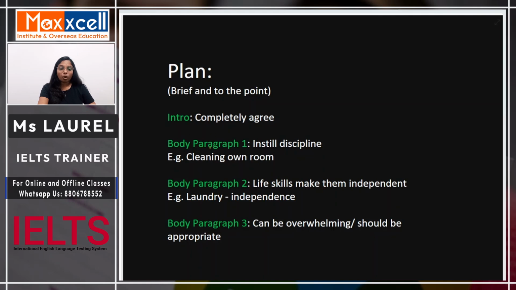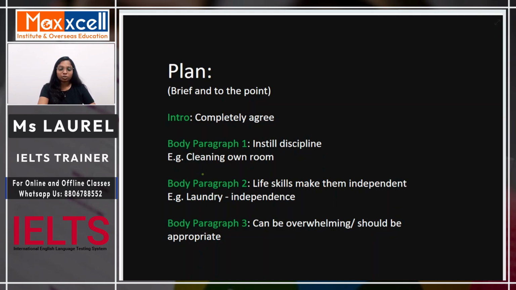Now in case of body paragraph 1, what point do I want to have? Okay, so I think that it instills discipline. So my main point in body paragraph 1 will be instill discipline. How am I going to give, or what example am I going to give here? It is cleaning your own room and how it disciplines you and gives you the mindset that no matter what, I need to do this particular thing.